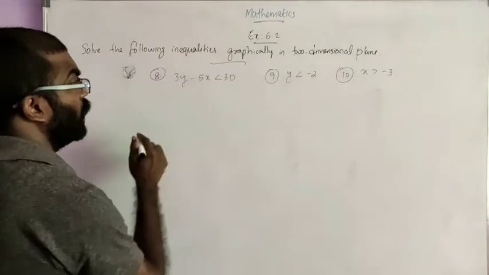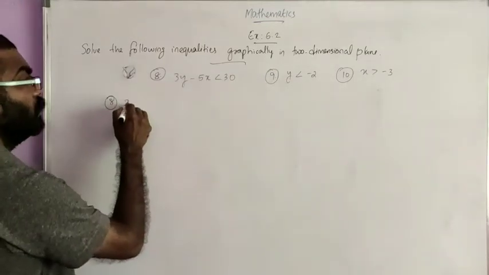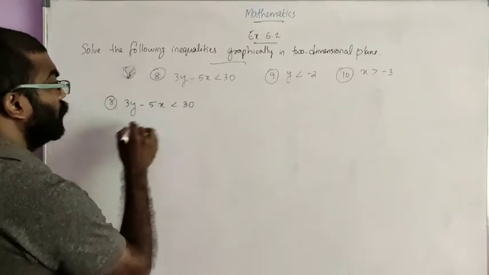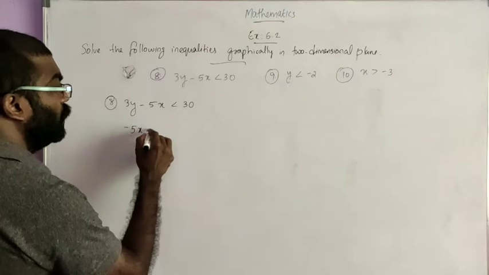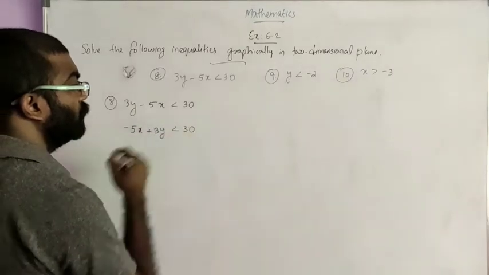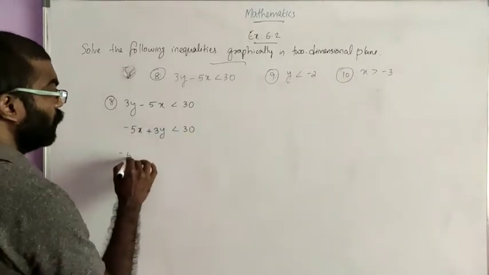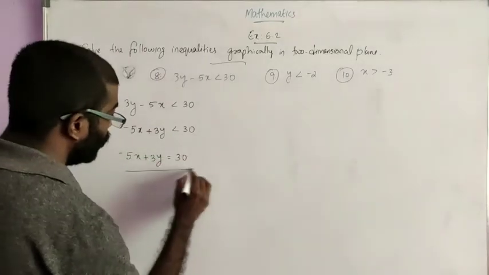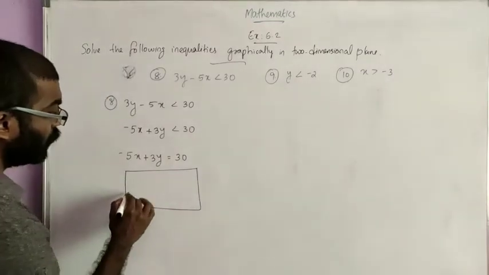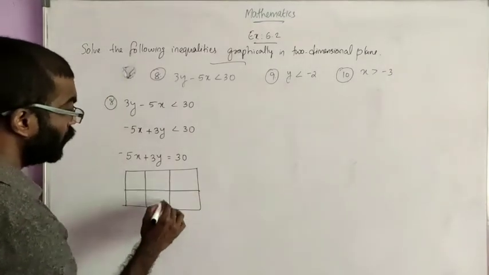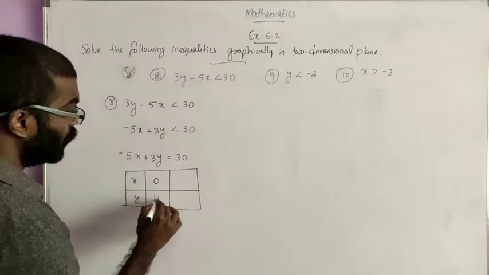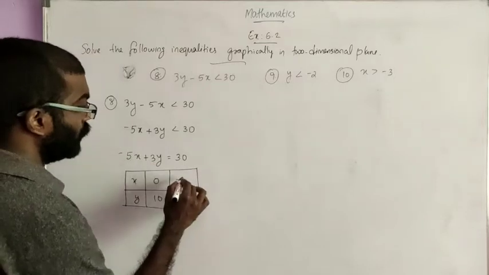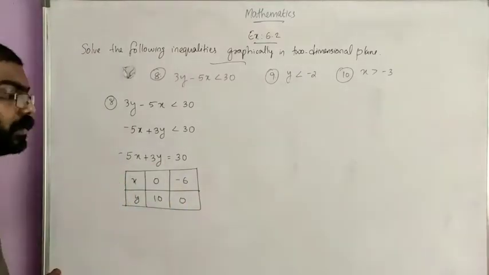3y minus 5x less than 30. So here we can rearrange this one. Minus 5x plus 3y less than 30. Now we can find the points. Minus 5x plus 3y equal to 30, we can put x and y as 0. When x equal to 0, y is equal to 10. And when y is equal to 0, x is equal to what? Minus 6. 30 divided by minus 5 gives minus 6.